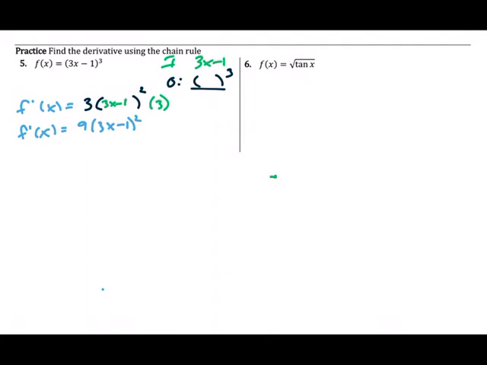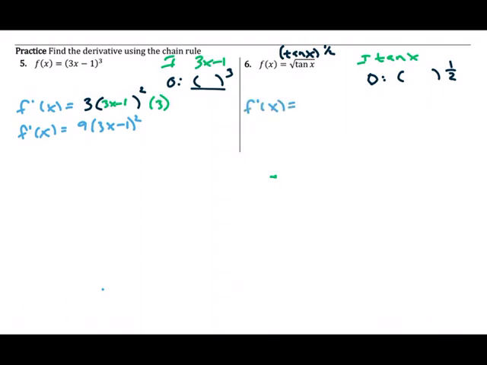Go ahead and pause the video and identify the inside and outside function. So something that may be helpful to do on number 6 is to rewrite this as tangent of x to the power of 1/2, because then it's really easy to see that the inside function is tangent and the outside function is something to the power of 1/2, which also makes it easier to apply the power rule there.